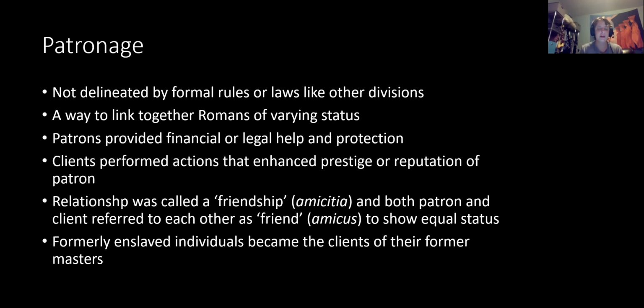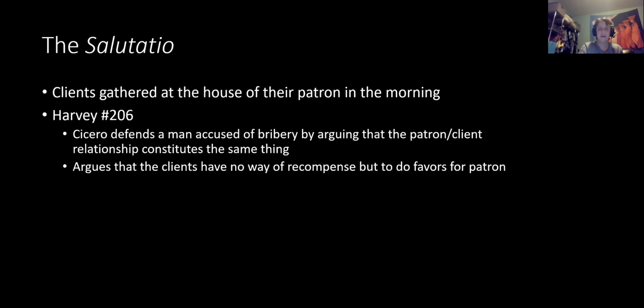The relationship between patron and client was called amicitia, or friendship, and both patron and client referred to each other as friend, amicus, to show that the relationship was one of equals. In one sense, this brought the classes together, but for the most part, it more sharply delineated the wealthy from those who depended on them. This is especially seen when it comes to freed persons. Formerly enslaved individuals automatically became the clients of their former masters, something we will talk about later in the semester.